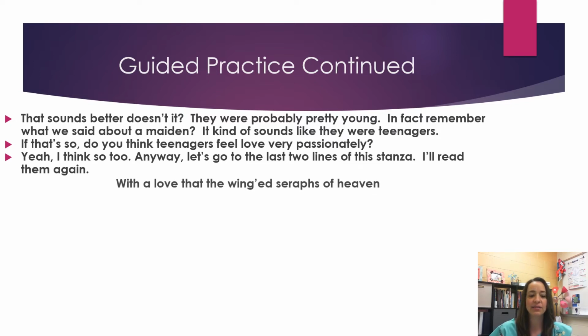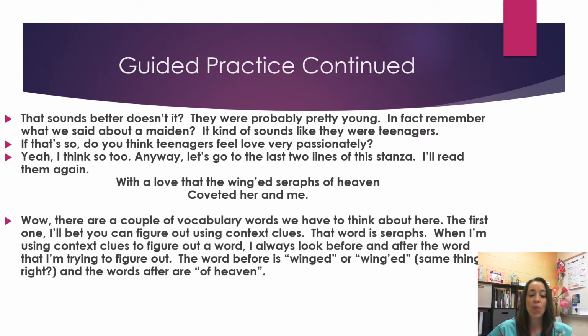I'll read them again. With a love that the winged seraphs of heaven coveted her and me. Wow, there are a couple of vocabulary words we have to think about here. The first one, I'll bet you can figure out using context clues. That word is seraphs. When I'm using context clues to figure out a word, I always look before and after the word that I'm trying to figure out. The word before is winged. And the words after are of heaven.